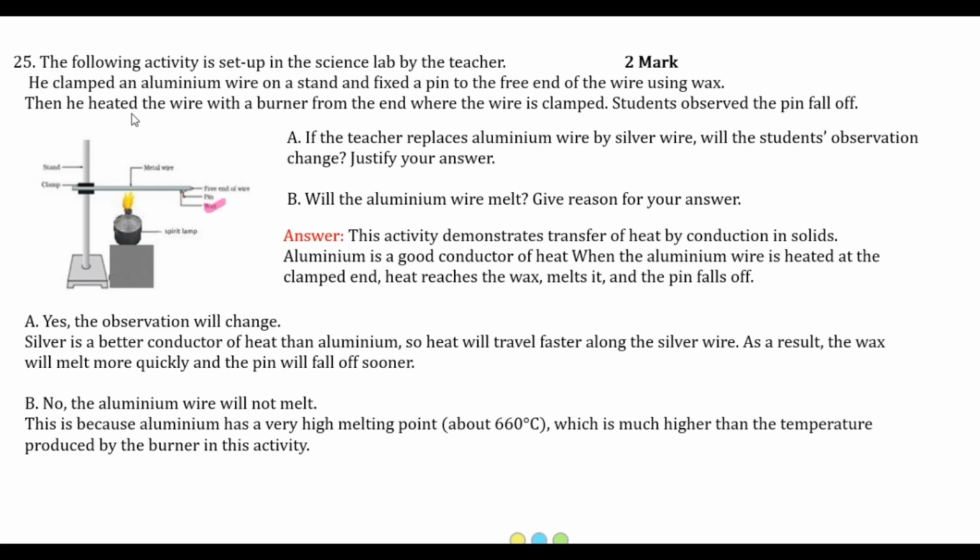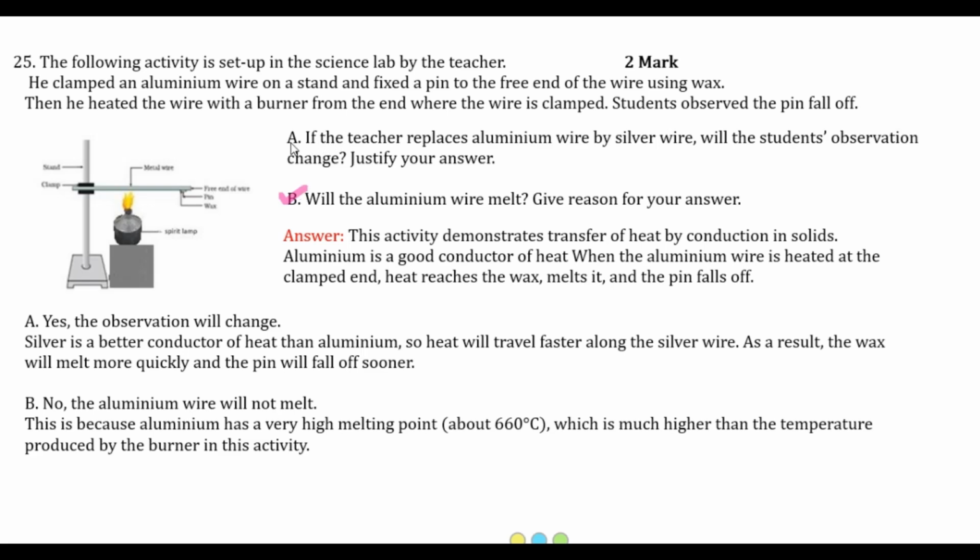Now he heated the wire with a burner from the end where the wire is clamped. So where the wire is clamped here, he started heating this wire at the end where it is clamped. So here it is heating. See this flame. So here wire is heating from the end where wire is clamped. Students observe the pin fall off. So when the teacher started heating this wire here, the pin which is on the free end will fall off. And depending on this whole observation, we have here two questions, question A and question B, that we have to answer.